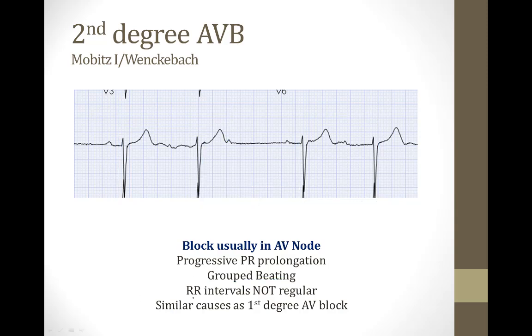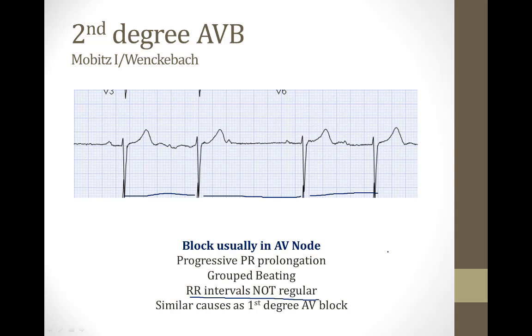I've cleared the screen again so I can show you that the result of grouped beating is that the RR intervals are not regular. The RR interval is the distance between the QRS complexes, and they are not regular in patients who have Mobitz type 1 or Wenckebach. Notice that the RR interval here is relatively short, and then it is relatively long, and then it is relatively short again. The RR intervals are varying, and once again we will see later that this is very important for distinguishing Mobitz type 1 or Wenckebach from complete heart block.